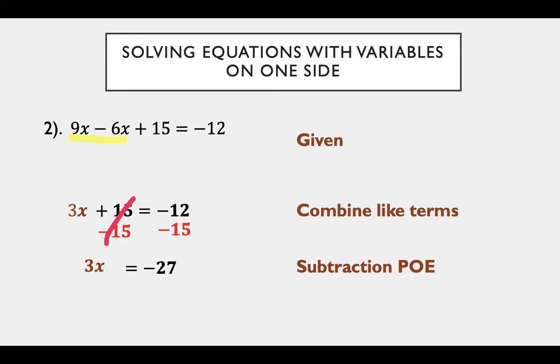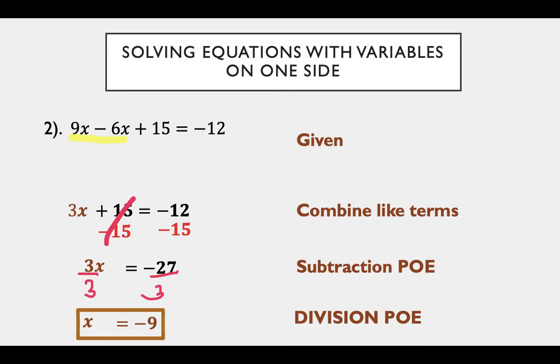Now if you look at the left side of the equation, I have the term 3x by itself. That's what I wanted. Now I want to get x by itself, so I need to get rid of that 3. Remember that's read as 3 times x. So to get rid of that 3, I'm going to divide both sides by 3. And when you do that, you get negative 9. What we did was use the division property of equality.